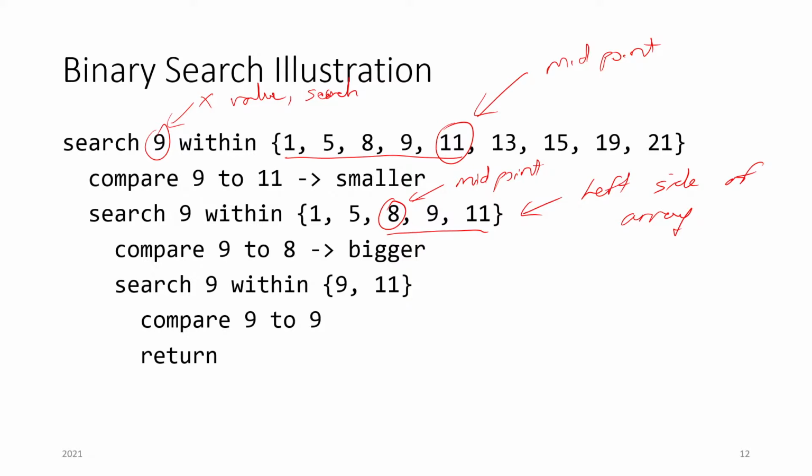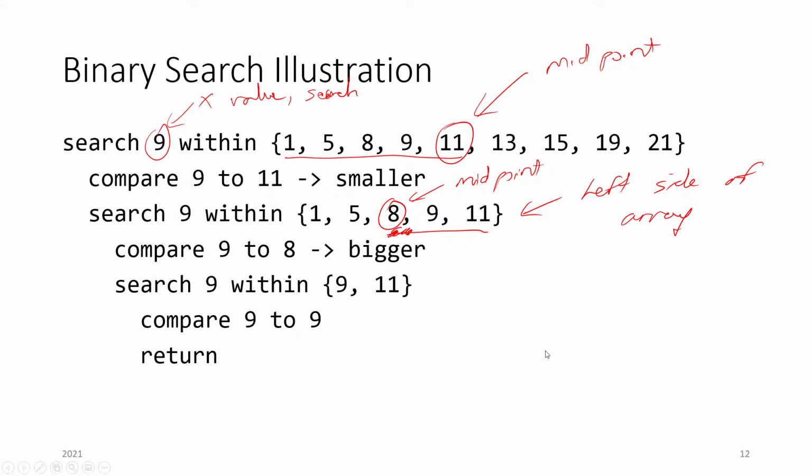Now, we already checked this, and we know that, okay, it's bigger, but we only have two values here. So we don't need this part anymore. We just compare to the two values. There's only two values here, there's no midpoint. So we just choose to see which one is going to be 9. And we compare 9 to 9, and we just return to get our value. So the binary search operates such that it keeps on halving the array until it finds its value.